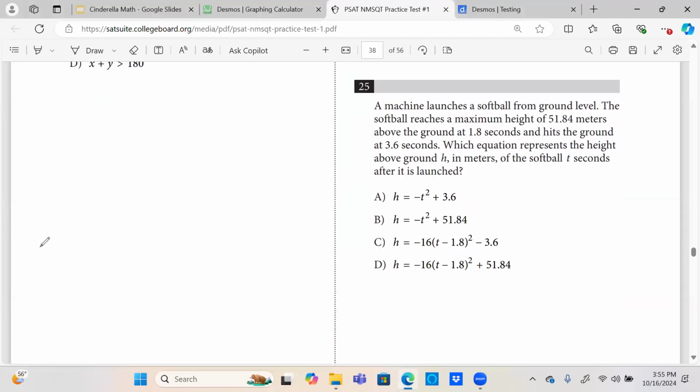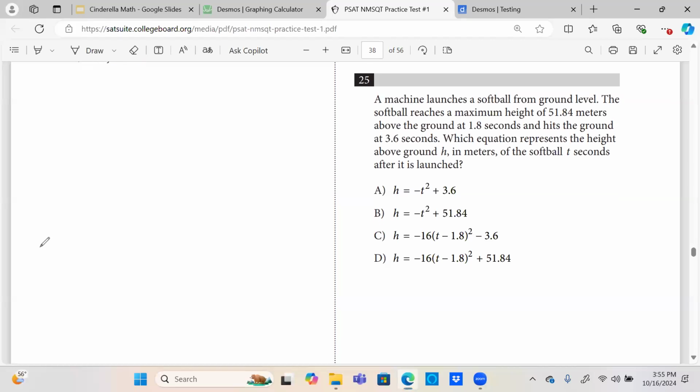Alrighty. 25. A machine launches a softball from ground level. The softball reaches a maximum height of 51.84 meters and then hits the ground. Which equation represents the height after it's launched? Okay. So we are told this is the maximum at this many seconds. So time is 1.8, height is 51.84. So that's our first point.